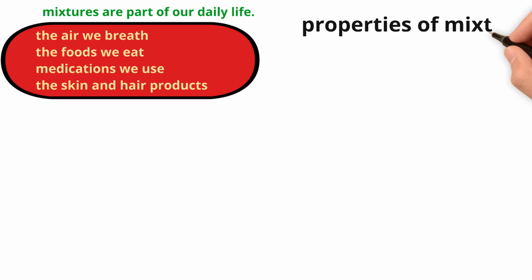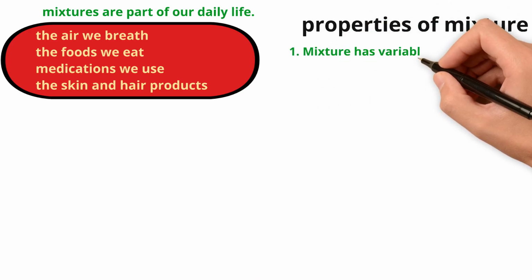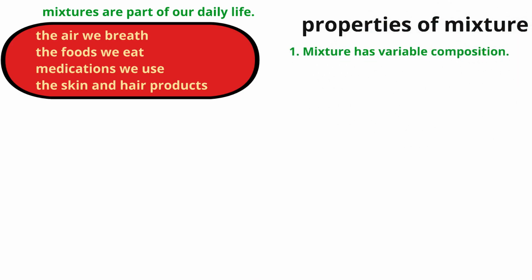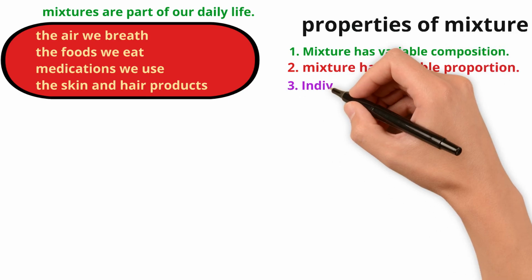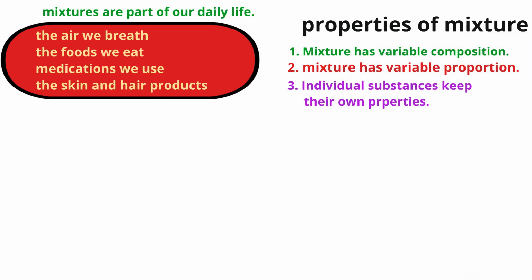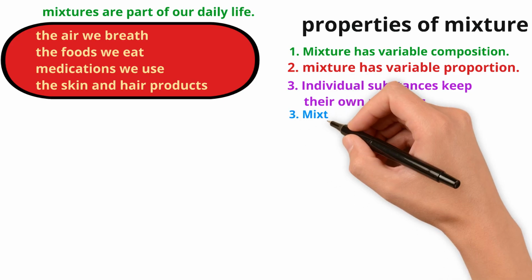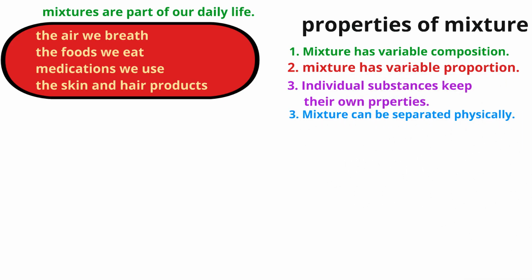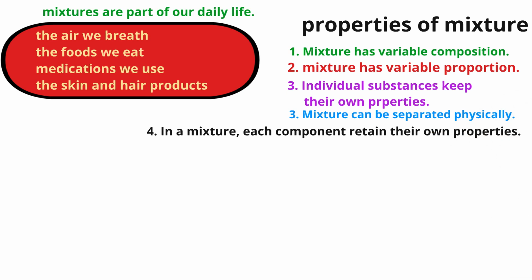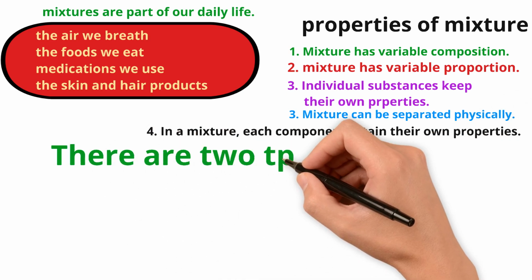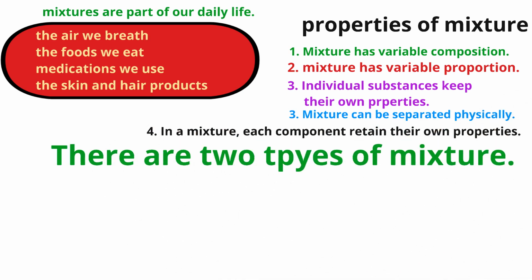Now let us talk about the properties of a mixture. One, a mixture has variable composition. Two, a mixture has variable proportion. Three, individual substances keep their own properties. Four, a mixture can be separated physically. In a mixture, each component retains its own properties.